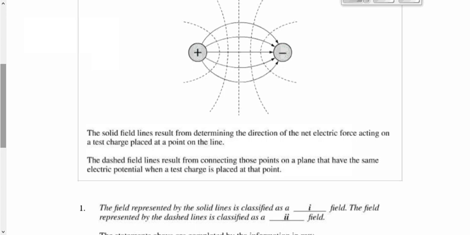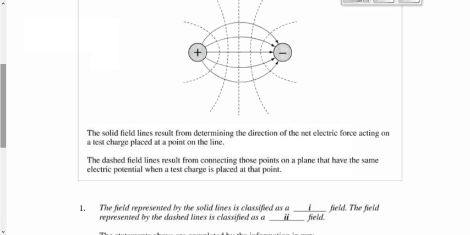Because it curves? Not so much because it curves, no. We got arrows on it, right? There's a direction associated with it. Whereas the field represented by the dotted lines, vector or scalar? Scalar. There's no arrows on the end of it, right?